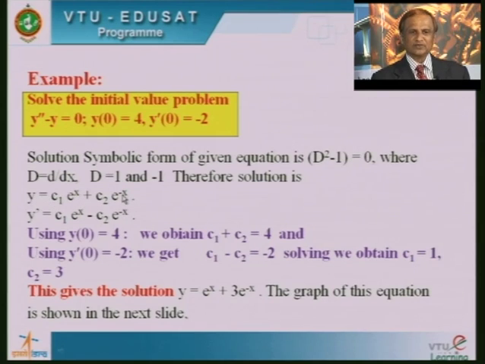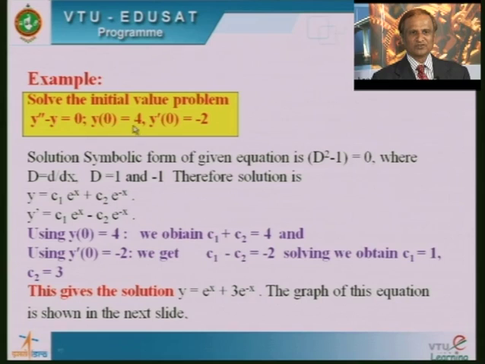So, it means using the superposition principle, I can write down y of x is equal to c1 e to the power x plus c2 e to the power minus x. Is it clear? So, this is the solution, and along with the differential equation they have given conditions. So, now I want to use these conditions.